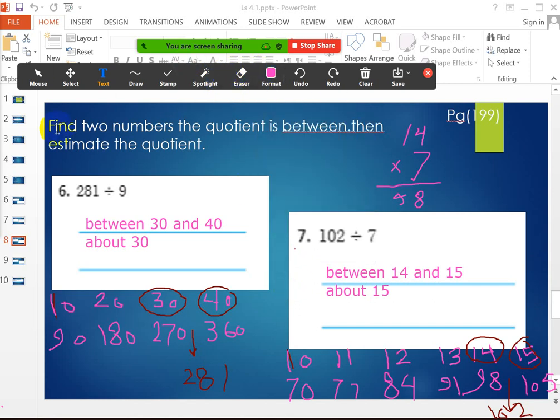Okay, we will move to the next exercise. I will erase this side only, girls. Okay, did you do number 6? Okay, type in English, please, on the chat, not in Arabic.